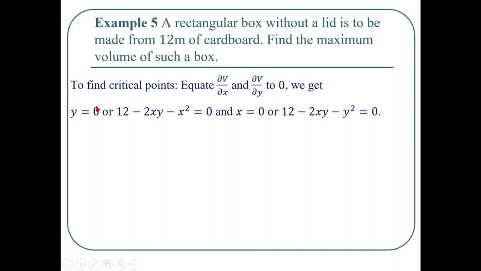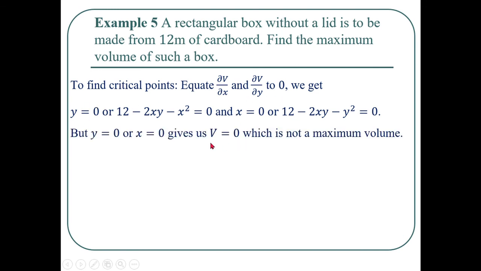Okay. But then either x is equal to 0 or y is equal to 0, that box cannot be made, because x is length of box and y is width of box. If any of them is 0, it cannot form the rectangular box. So these two conditions are invalid. So you have to discard them.